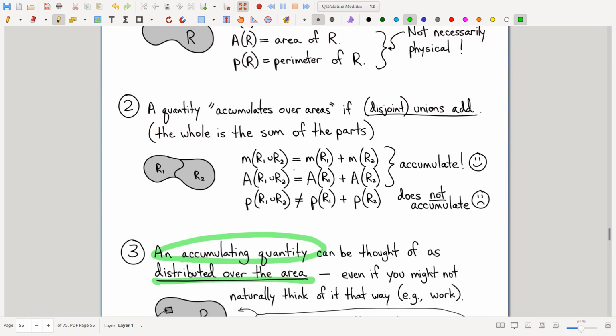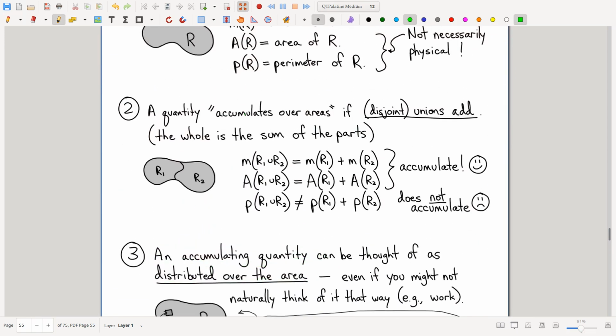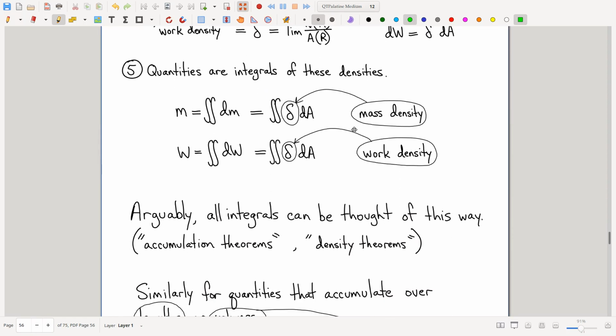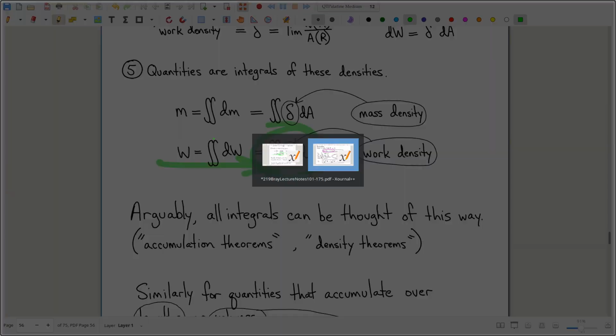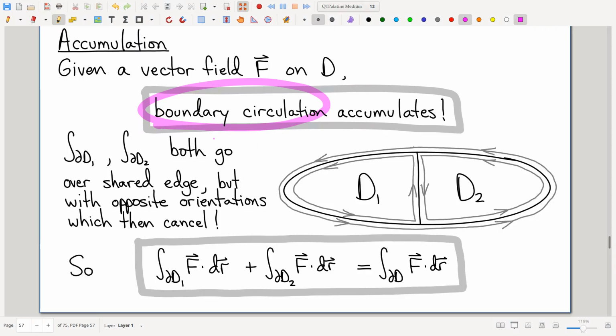Any time you identify an accumulating quantity, any quantity where the whole is the sum of the parts, it's really all you need. Everything follows, and you can compute that quantity with an integral of an associated density. So the fact that boundary circulation accumulates is a huge punchline. And real quick, and I'd love to spend time on this again, but we don't. We're always in a rush.